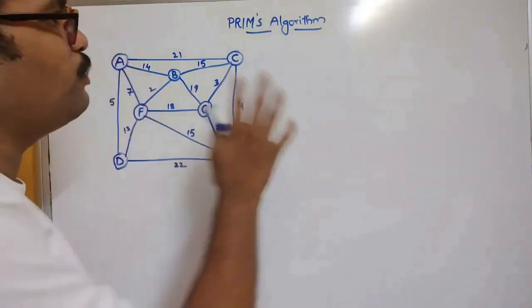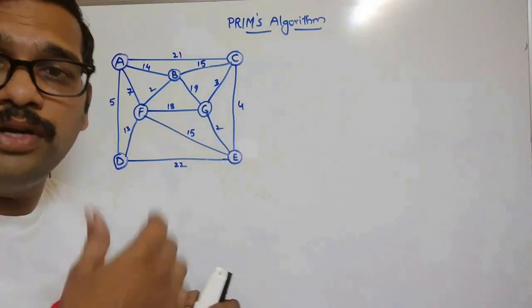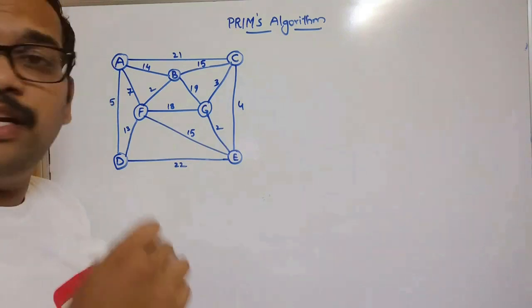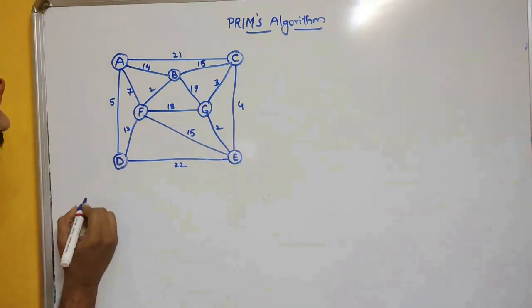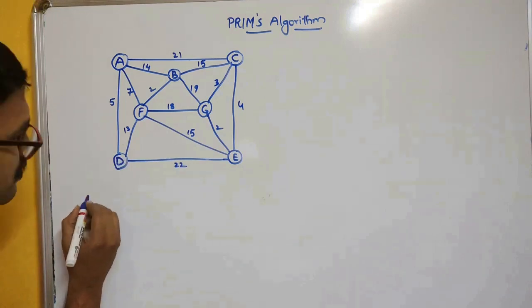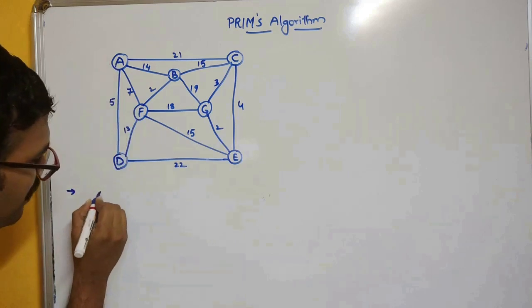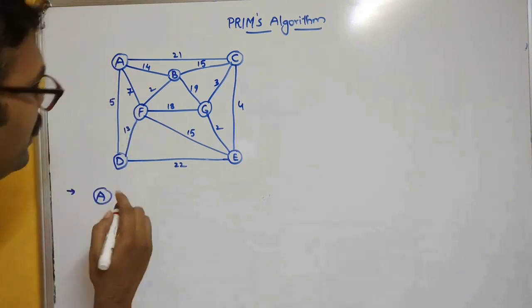So let's start with this one. This is Prim's algorithm. By using this Prim's algorithm, we are going to find the minimum cost spanning tree. First we need to consider any vertex, so the first step I will go with here, consider A. Now, what are the edges from this A?